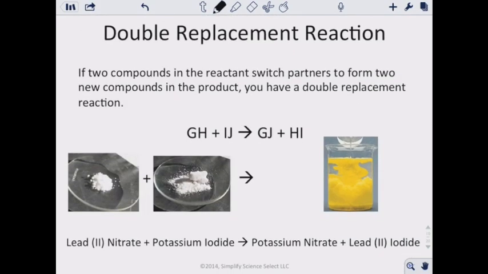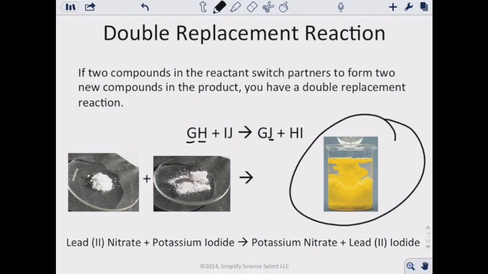If two compounds in the reactant switch partners to form two new compounds in the products, you have a double replacement reaction. And we can look at this. G was bonded to H, and now G is bonded to J, and they just switch partners. An example of this would be lead 2 nitrate plus potassium iodide produces potassium nitrate and lead 2 iodide, and you can really see a nice color change there. So going from aqueous substances, mixing them together, and we see that we have a nice chemical reaction.